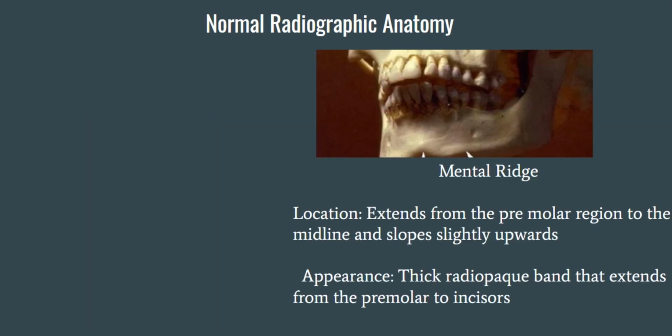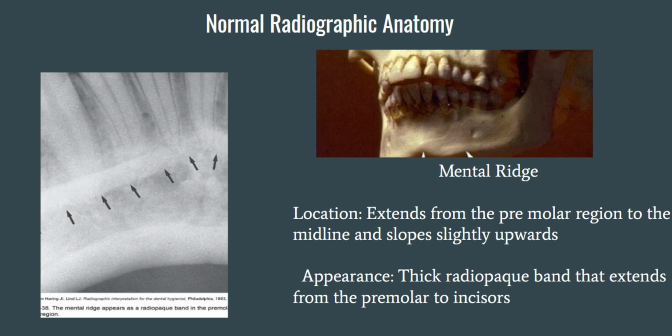The mental ridge. The mental ridge is something that extends from the premolar region to the midline and slopes slightly upward. And this is cortical bone. It's on the external surface of the mandible. And on a radiograph, it's going to be a thick radiopaque band that extends from the premolar to the incisors. So this radiopaque band right here that I'm tracing over, that is your mental ridge.